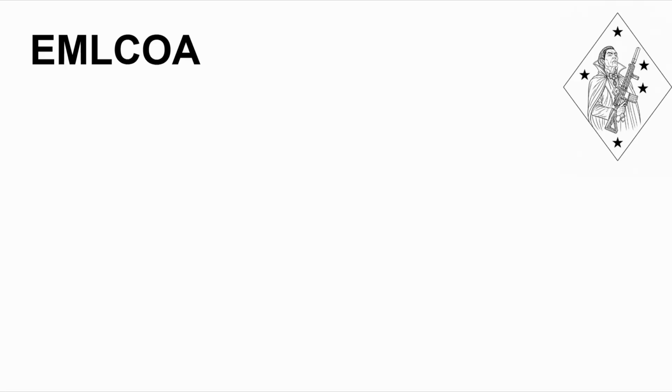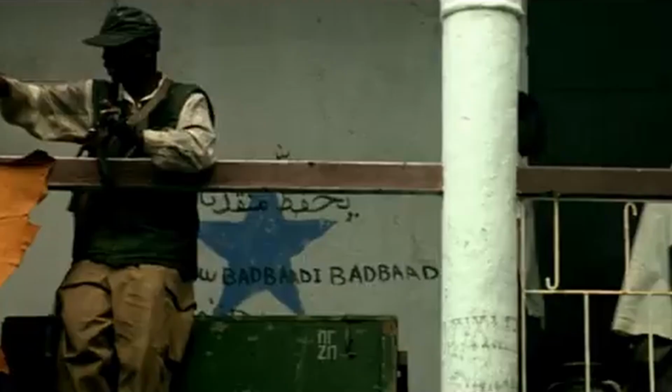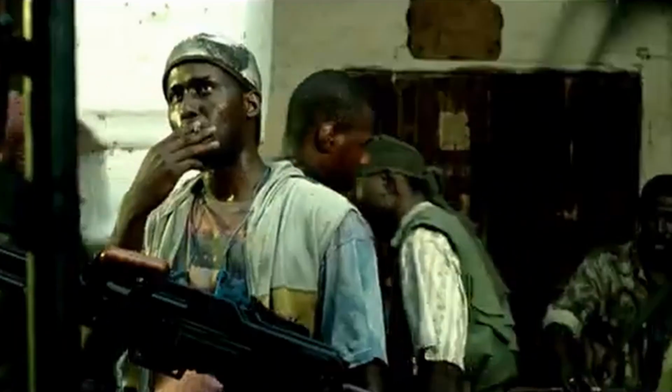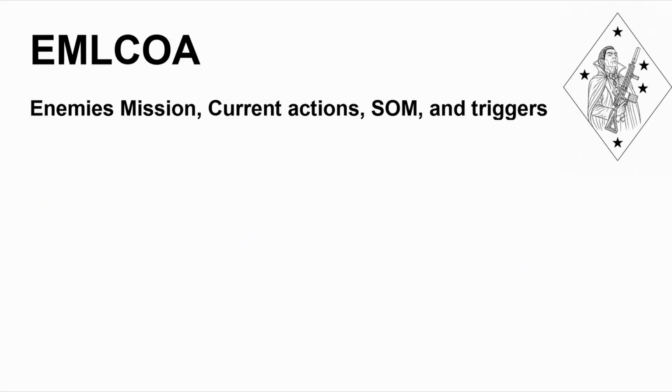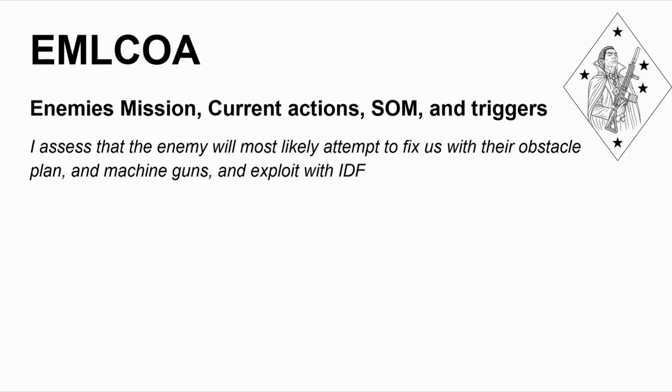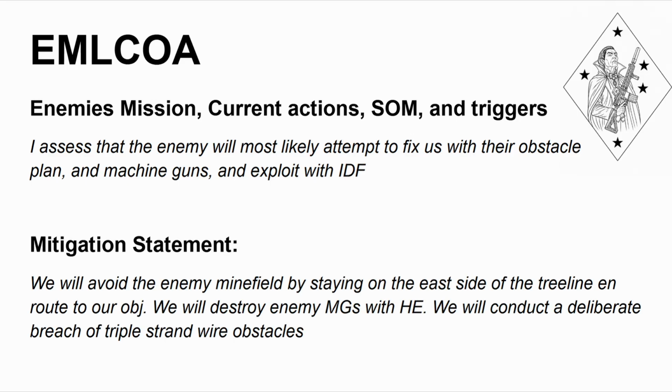Next, we're going to write out our ML-COA, or enemy's most likely course of action, which is my assessment of what I think the enemy is going to do based off of everything I already analyzed about their composition, disposition, and strength, and their capabilities and limitations. Some things to consider when writing your ML-COA is the enemy's mission, current actions, scheme of maneuver, and triggers. Here's an example of what one might sound like. I assess that the enemy will most likely attempt to fix us with their obstacle plan and machine guns, and exploit with indirect fire.